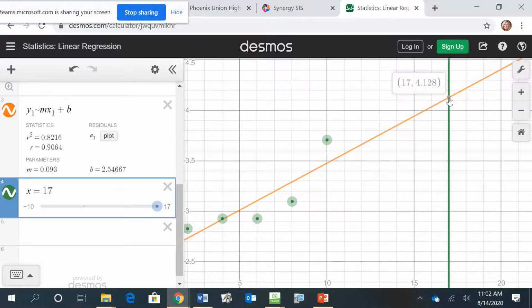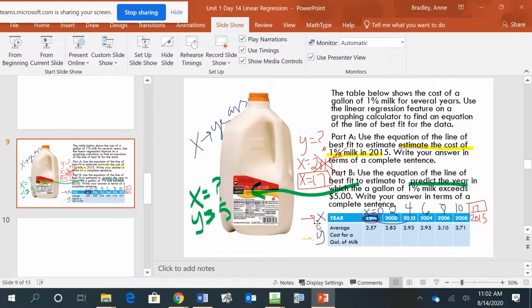Okay, so in 2015, because x equals 17 corresponds to the year 2015 according to our graph, we can make a prediction that the average cost of a gallon of 1% milk would be $4 and approximately 13 cents. The next question is, what would the year be when we can predict that the average gallon of this milk would be greater than 5?